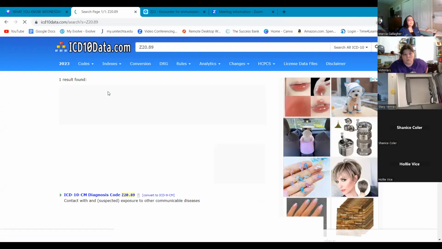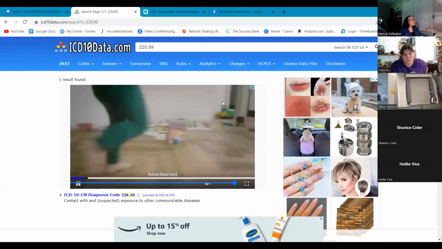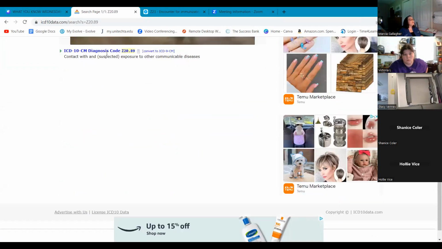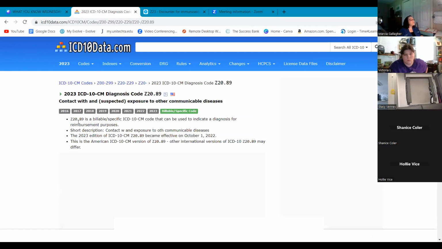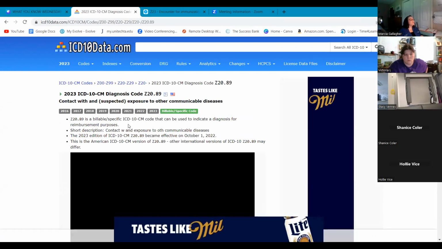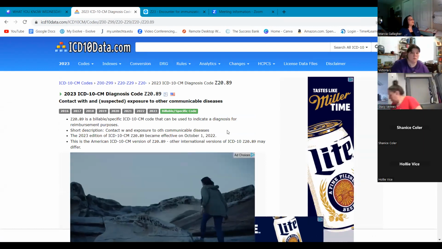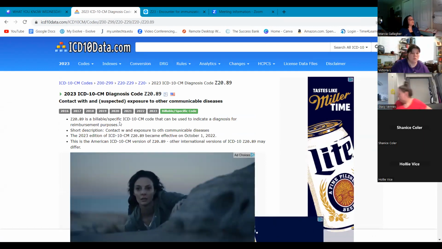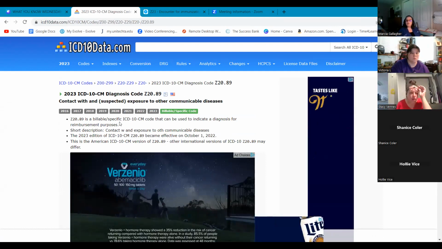All right, and I'm going to click on it. Have I mentioned the ads drive me insane? Z20.89 is a billable specified code that will be used to indicate a diagnosis for reimbursement purposes. So this is a good code. We can use this code.